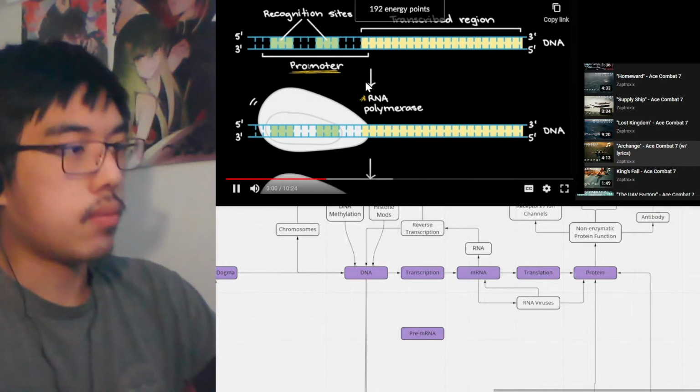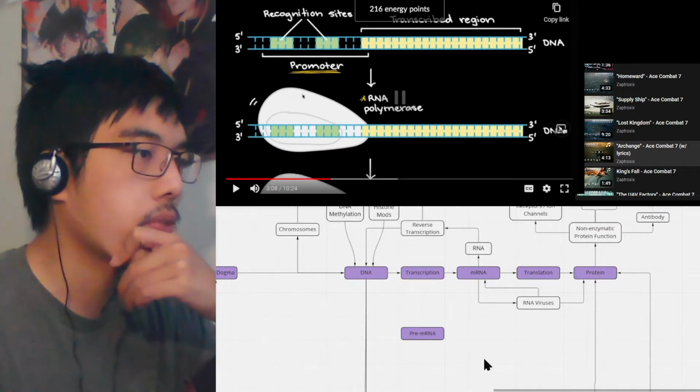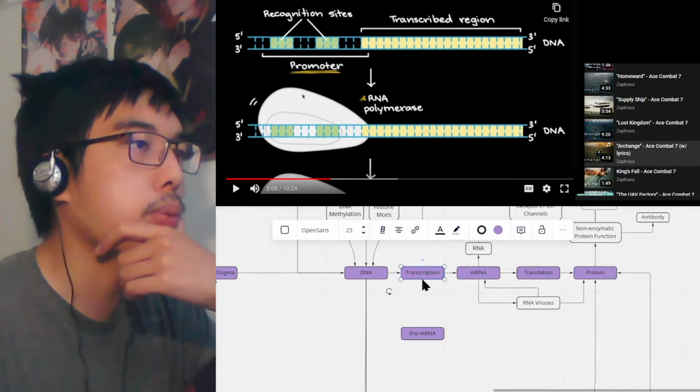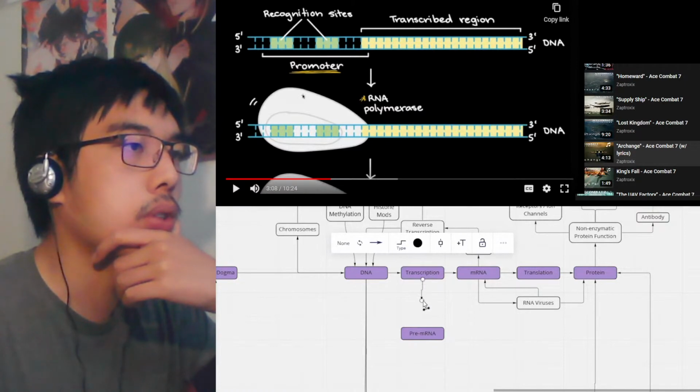And every gene is going to have a promoter associated with it, especially if we're talking about eukaryotic cells. Sometimes you might have a promoter associated with a collection of genes as well. But in general, if you've got a gene, you're going to have a promoter. So that's how the RNA polymerase knows where to start. Let's see here. Recognition sites are included in the promoter. Okay, so we'll make a promoter bubble.